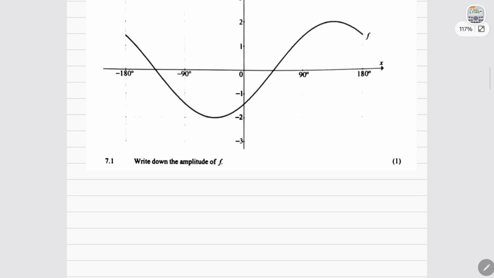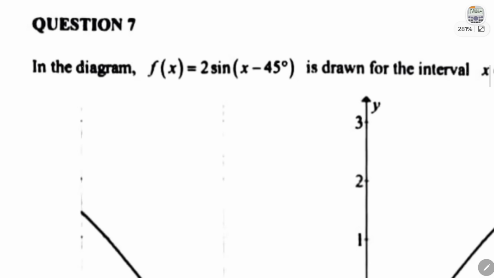Okay, so 7.1 says, write down the amplitude of f. What is the amplitude of f? Well, you can look at the amplitude by looking at the equation of that graph, which is 2 sine x minus 45 degrees. So the amplitude will appear in front of sine, okay? So you're always going to take the absolute value of whatever this is, okay? The coefficient of that sine.